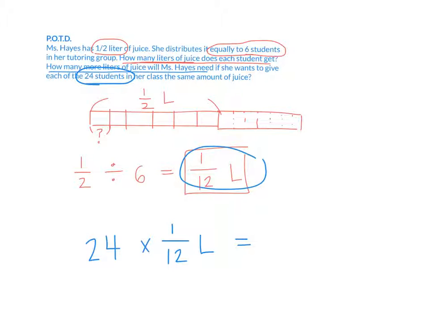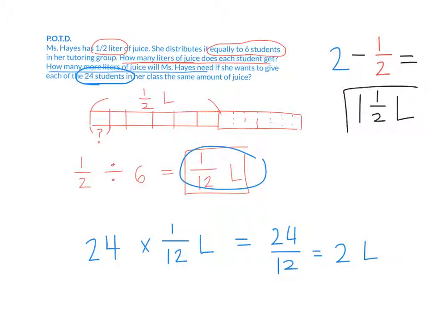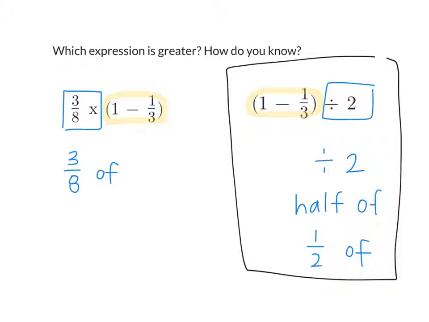Aradna? 24 over 12, good. Which is equal to? 2 liters. So does that mean she will need 2 liters? No. The question is asking how much more will she need? So if she needs 2 liters altogether, how much does she already have? 1/2. Good, so she needs 2 liters altogether, and we can subtract the amount she already has, which is 1/2. So altogether, how much more will she need? 1 1/2 liters. Very good. If you know a different way to solve this problem, please share with the people at your table group right now.